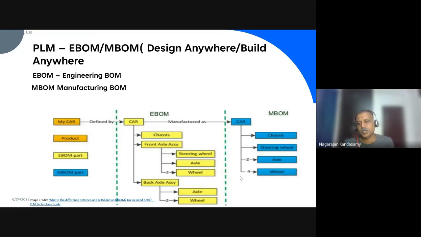So the MBOM would be created based on the shop floor needs, or how your shop floor is structured, and mainly how you are going to assemble the products. That's how it splits into MBOM. Knowing the engineering bill of material versus the manufacturing bill of material helps when somebody is getting into the industry. Now there are tools which can manage both, and relate EBOM and MBOM, so that everything is managed under one system or one tool.